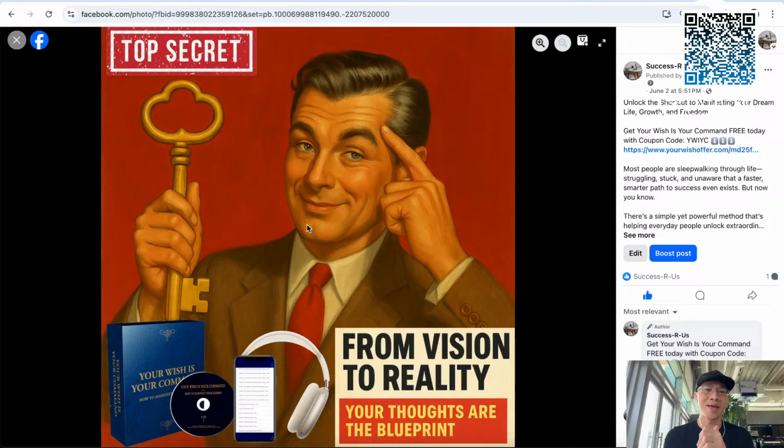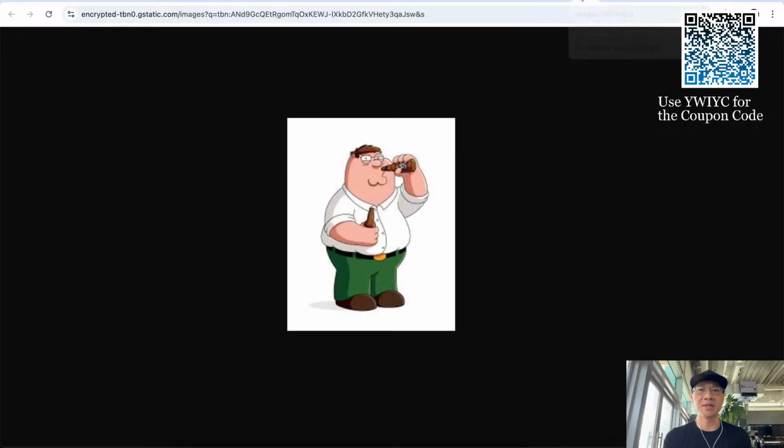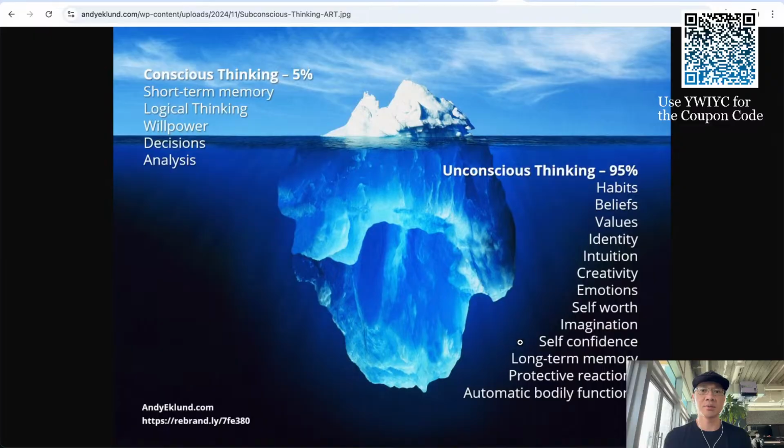From vision to reality, your thoughts are the blueprint. And we're gonna dive deep. We're gonna focus on having positive thoughts, positive mental attitude, and every single day we're gonna drive it deeper and deeper into our subconscious mind, so that becomes our default state.